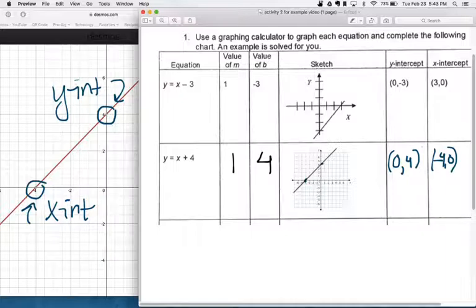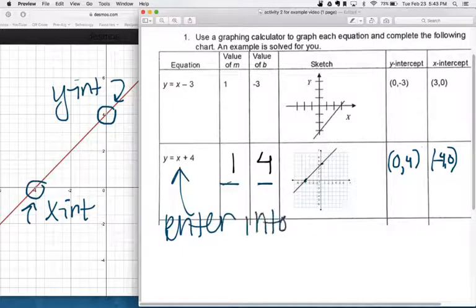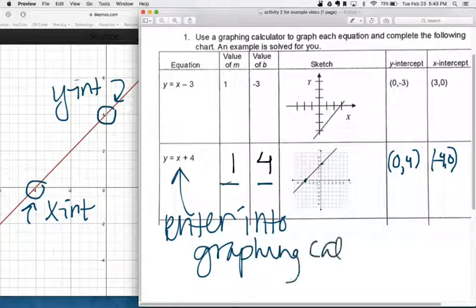And that's it. That's all you have to do. Identify your m and your b. Take this equation and enter it into the graphing calculator. Get your x and y intercepts and then graph them. And that's it.